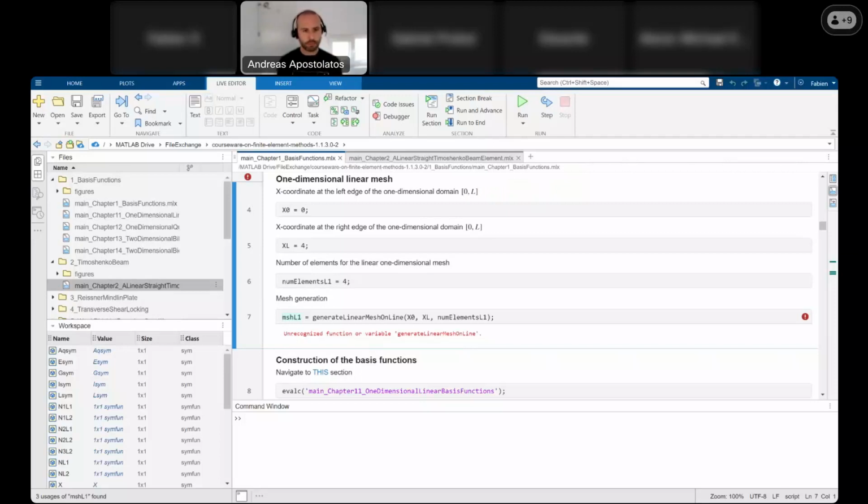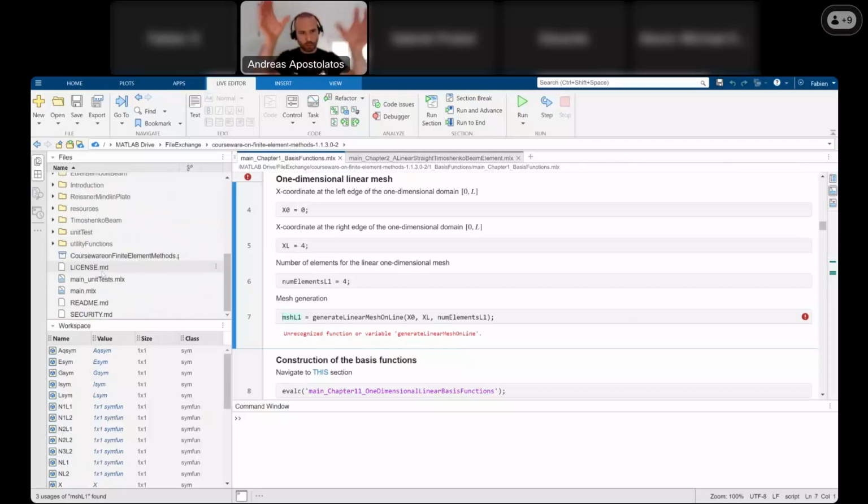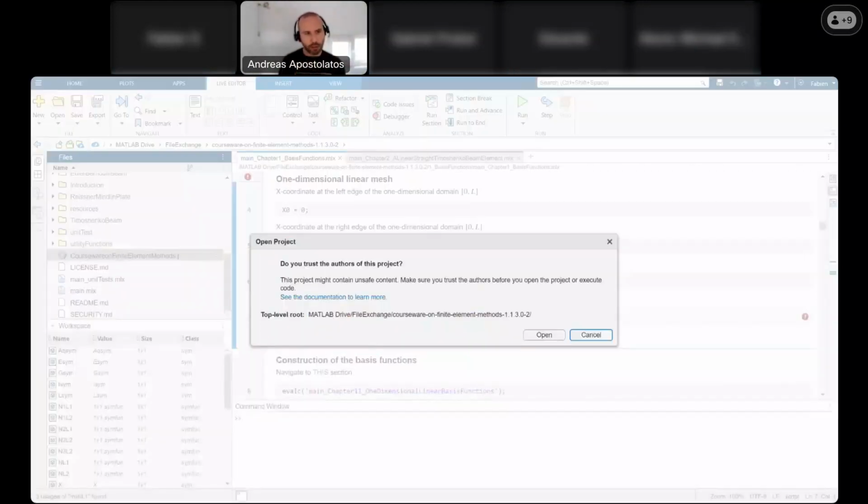So if I run the script, I always get this error. Double click on that first. Say open.